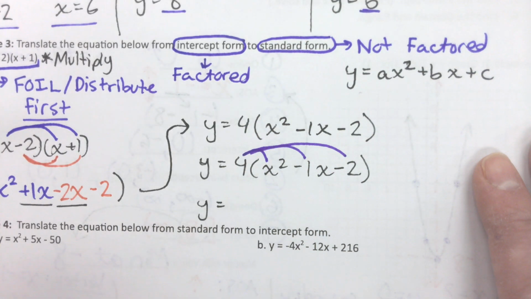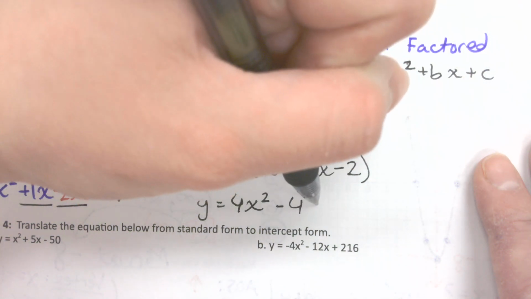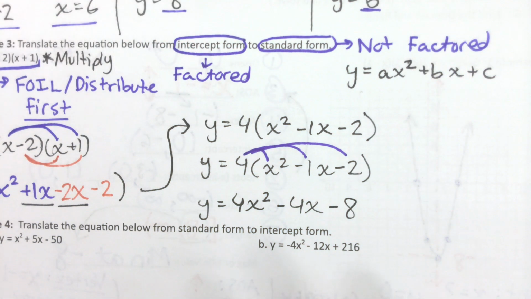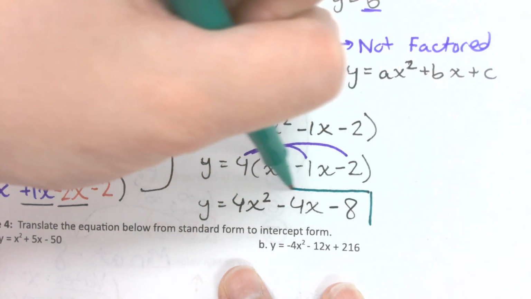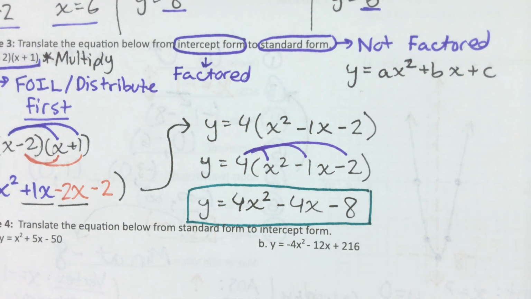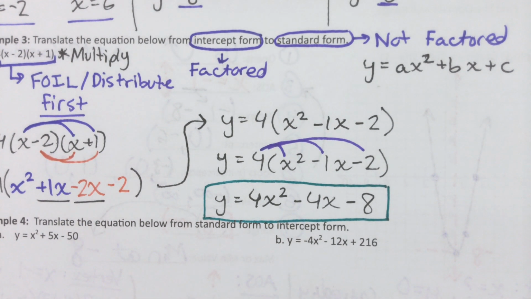Y equals 4 times x squared, that's 4x squared. 4 times negative 1x, negative 4x. 4 times negative 2, negative 8. We clearly can see our a, b, and c. We are done. That's all you do. FOIL, distribute, answer. Questions on that first example? Example 3.